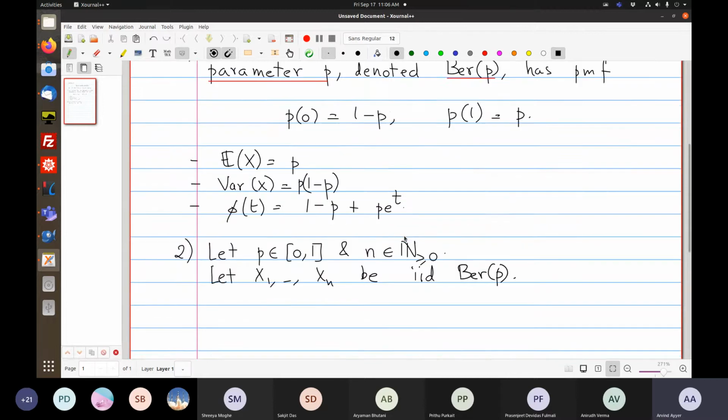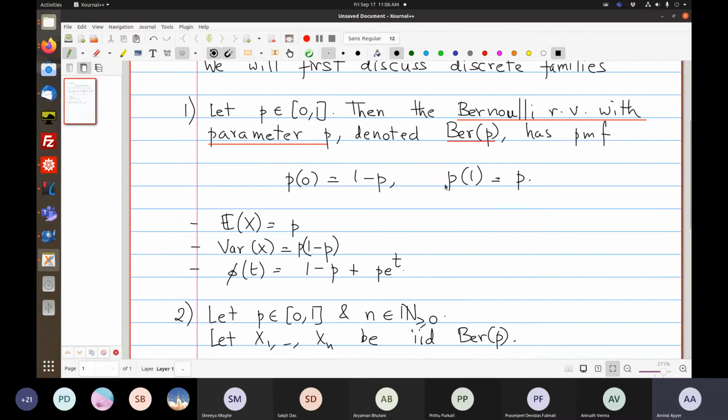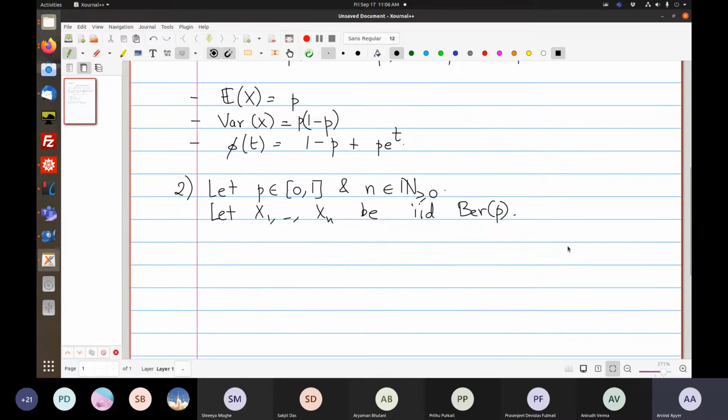Remember what IID is. IID means independent and identically distributed, and I'm also telling you what the distribution is. So I could have just said independent Bernoulli p random variables. Then set X to be their sum. Then X is a binomial random variable, and you will see why in a second.